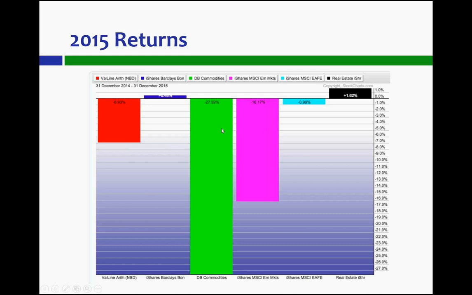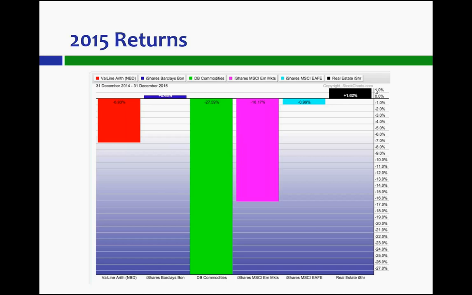Commodities had a very difficult year, down 27.6%, very much driven by oil and gold, which struggled throughout the year. This next bar is emerging markets. Those were down 16% for 2015. Meanwhile, European and developed international markets were down about 1%, and real estate through the REITs rose 1.62% for the year. So on the surface, 2015, looking at U.S. stocks and bonds, seemed rather benign.